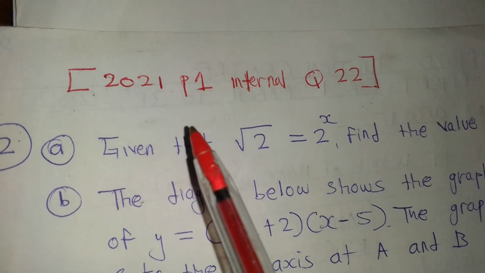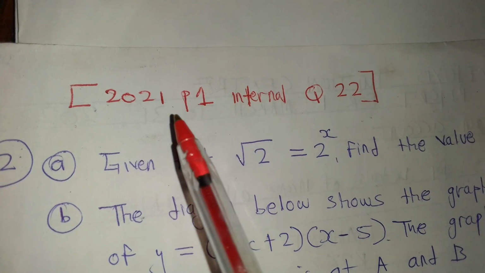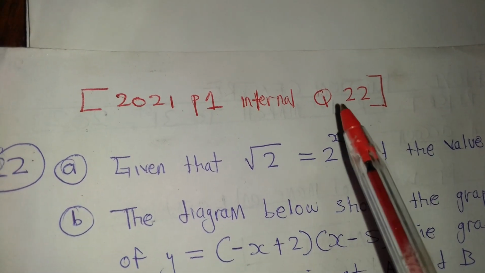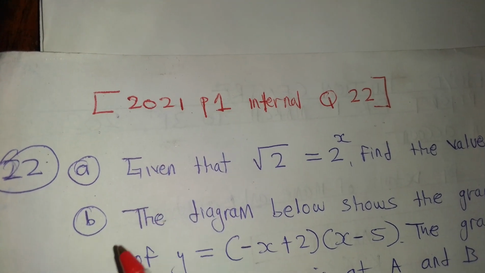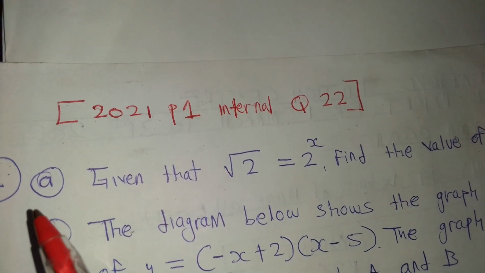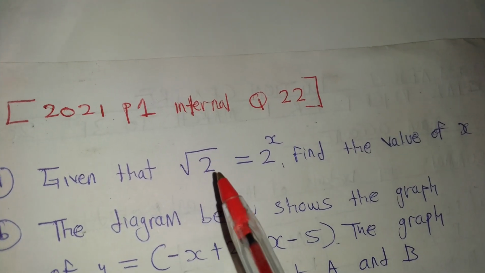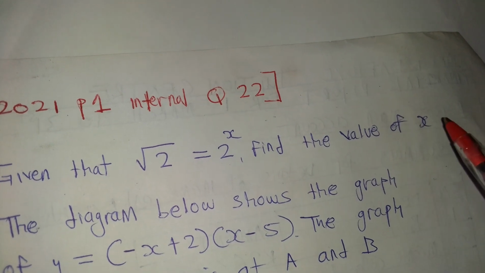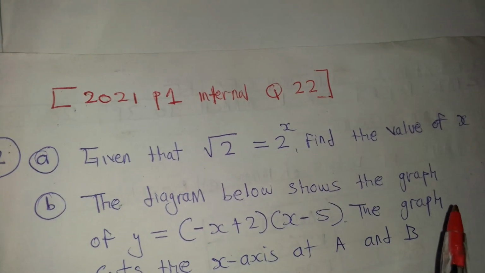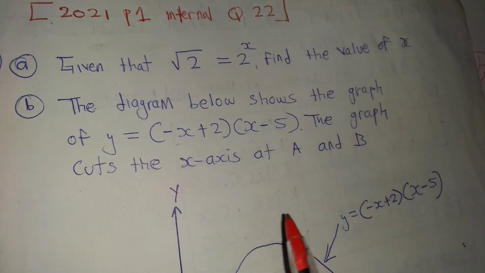Hi everyone, in this video we'll look at a 2021 paper, internal question 22. We'll look at question 22A and question 22B. So let's start with A. Given that the square root of 2 is equal to 2 power x, find the value of x. So this is question 22A. Okay, then we have question 22B.